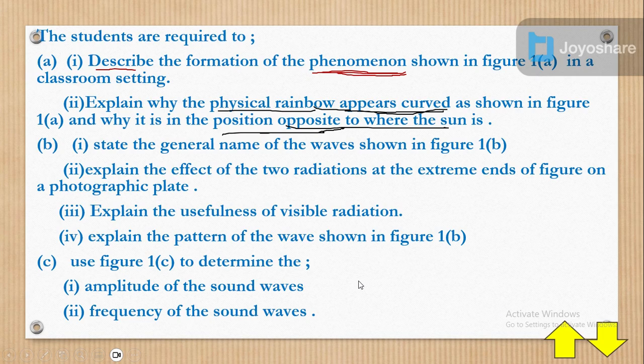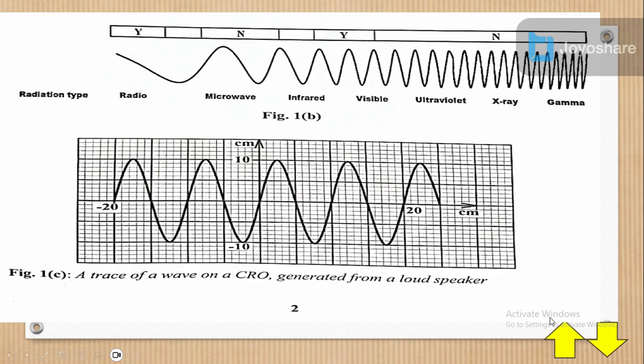So in the activity they asked for, that is part B. Okay, part B, Roman number 1. State the general name of the wave shown in 1B. So general name of the wave shown in 1B, let's go and see. So where is 1B? Oh, now we can see this. Okay, let's see. Now we have the wave is this one here, 1B.